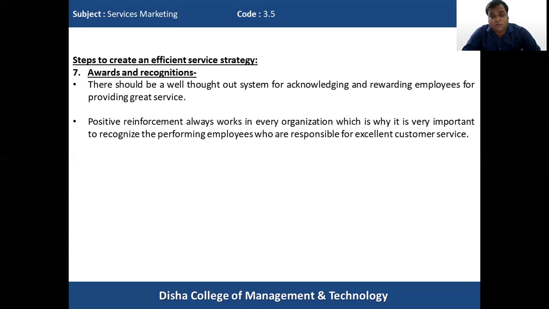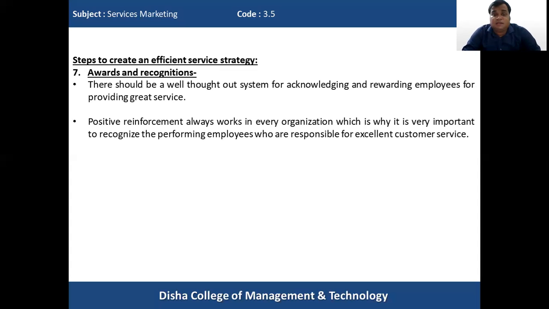Positive reinforcement always works in every organization, which is why it is very important to recognize the performing employees who are responsible for excellent customer service. Why is this positive reinforcement important? Because it recognizes the performing employees who are responsible for excellent customer service. That is why it is very important to recognize these people, and when these people are recognized, there is a positive reinforcement that is given to them.